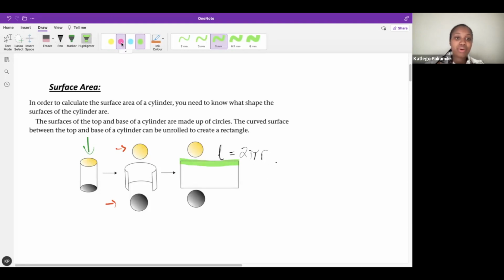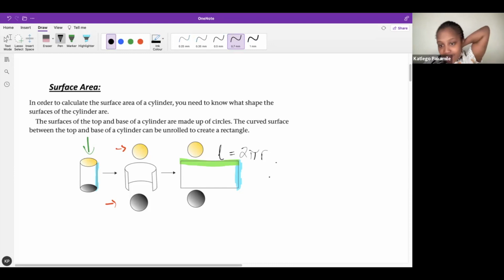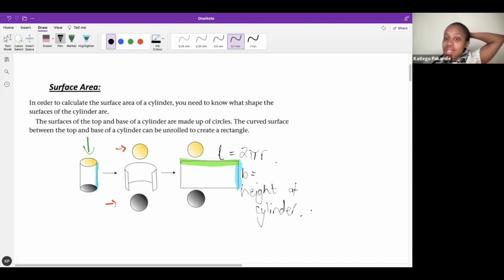And then my breadth is the height of the full shape. The breadth of my rectangle is the same length as the height of my cylinder. So if we're given the height, then it is the height of the cylinder, which is my breadth. Let me write here, height of cylinder. Does it make sense? We have established the length and breadth.